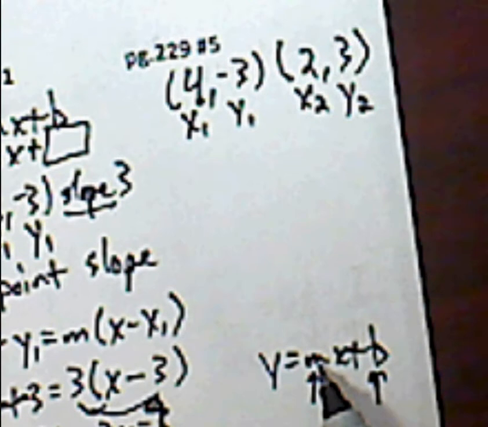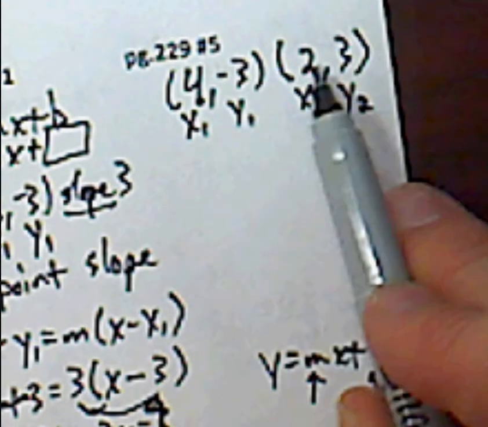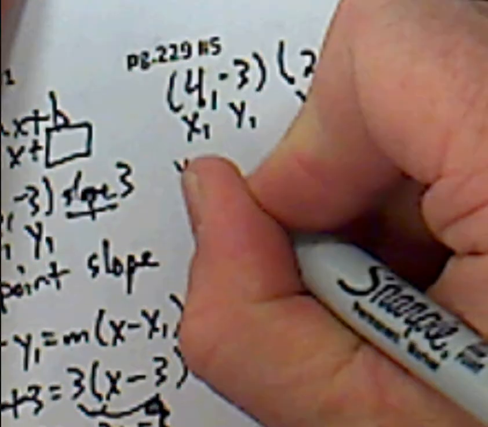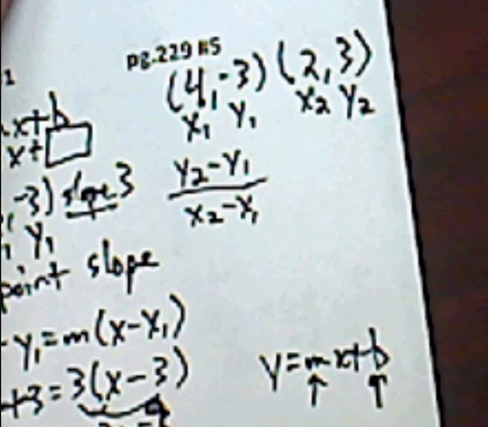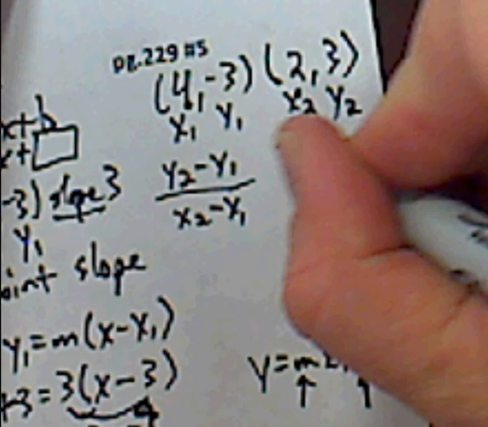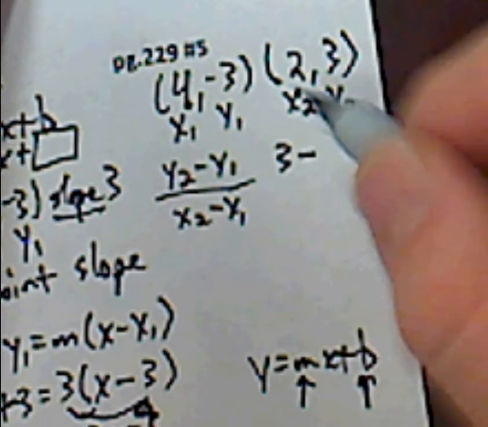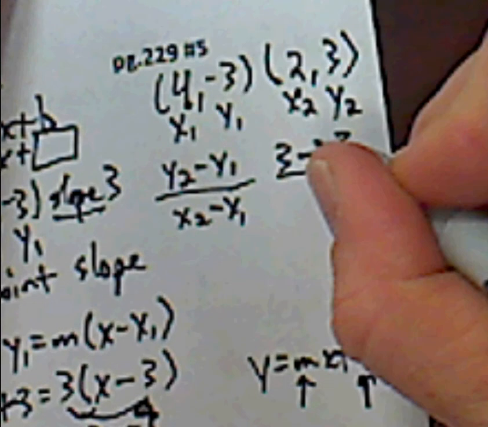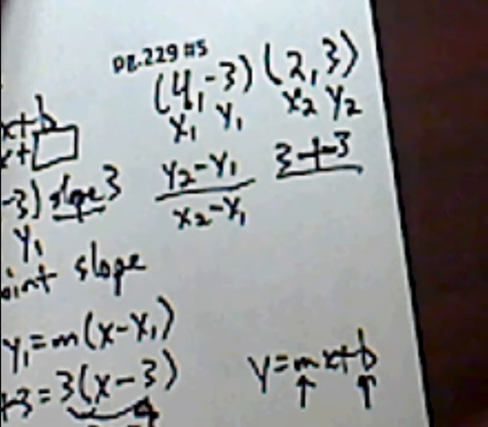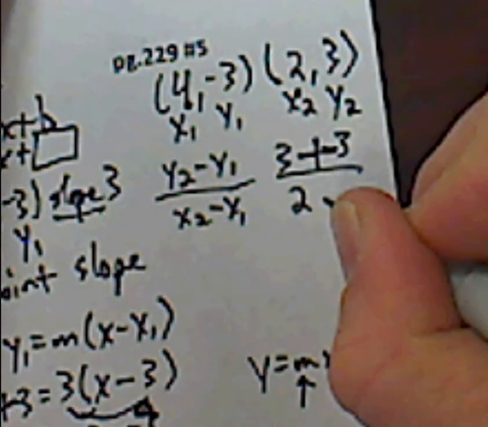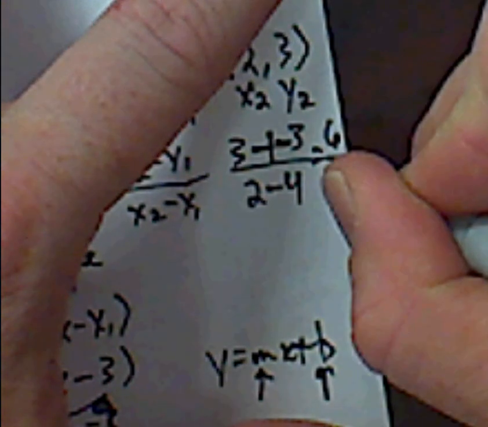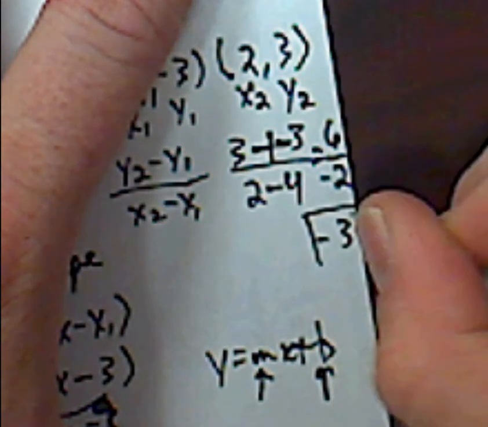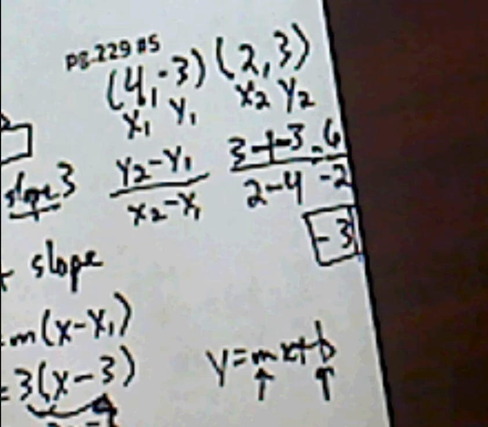How do I find my slope? I use the slope formula. I would use y2 minus y1 over x2 minus x1. So my y2 is 3 minus my y1 is -3. That gives me 3 plus 3. My x2 is 2, my x1 is 4. So this would give me 6 over -2. That would be -3. Now I know what my slope is.